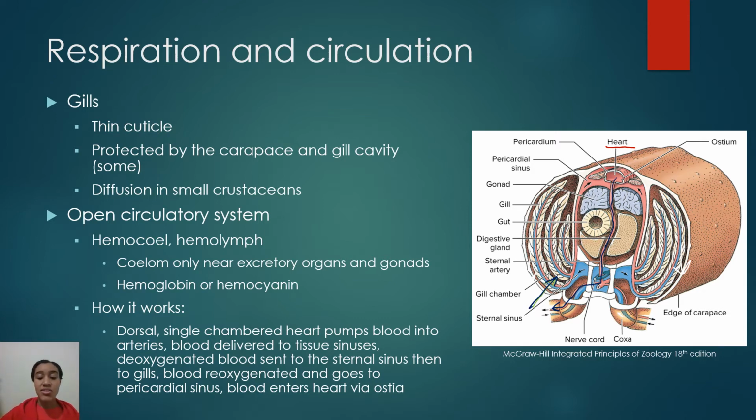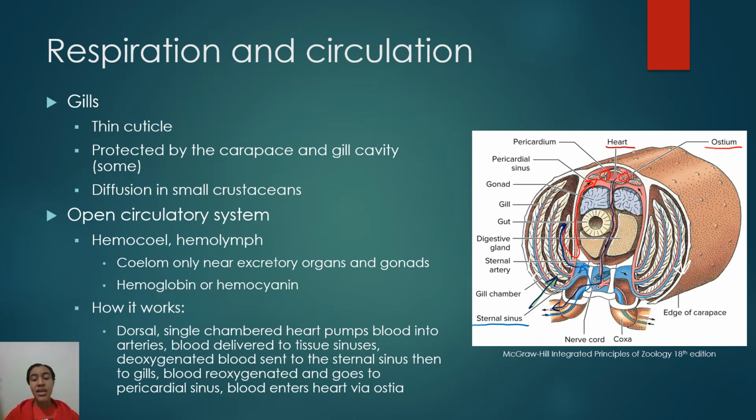And then the deoxygenated blood will return via the veins to the central part of the body to something called the sternal sinus. And from the sternal sinus, the deoxygenated blood will be shuttled to the gills where it will become oxygenated. And then the oxygenated blood returns to an area near the heart called the pericardial sinus. And from here, the blood will enter into the heart via the ostia, of which there are two. There's one on this side and one on this side. And the blood will enter the heart, and the heart will pump it through the body again. So that's how this whole process works.